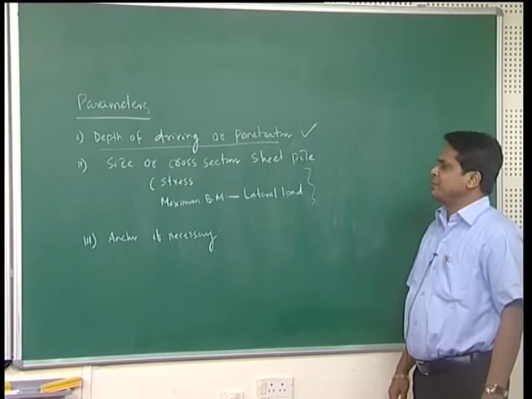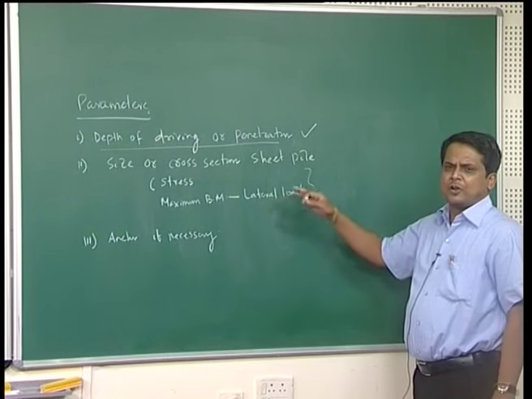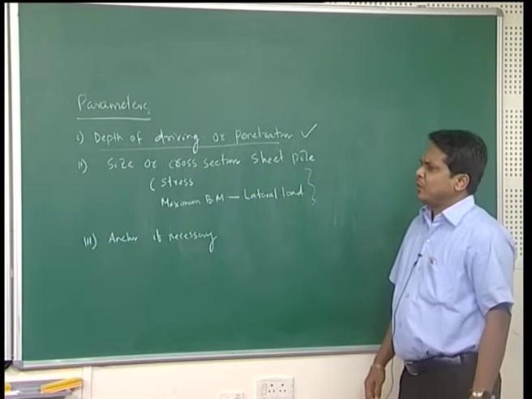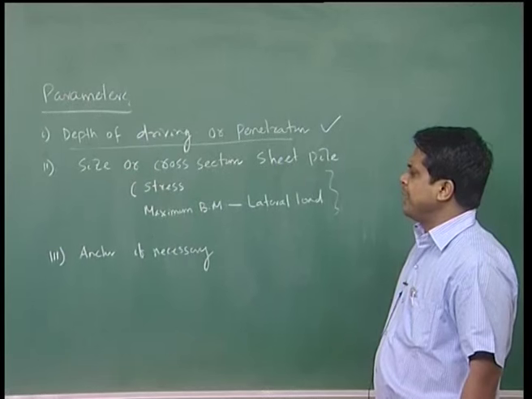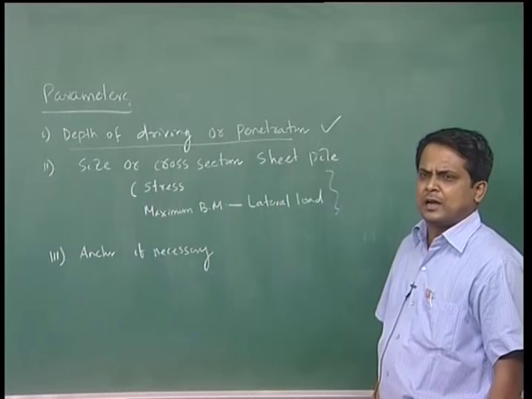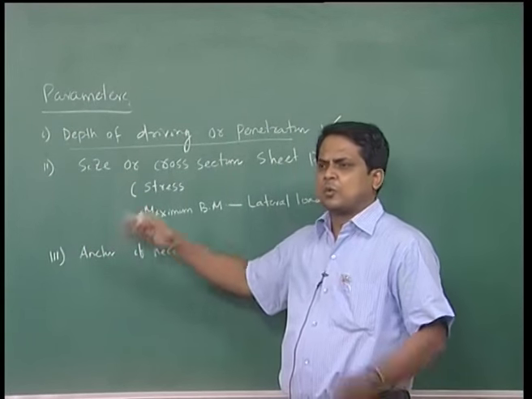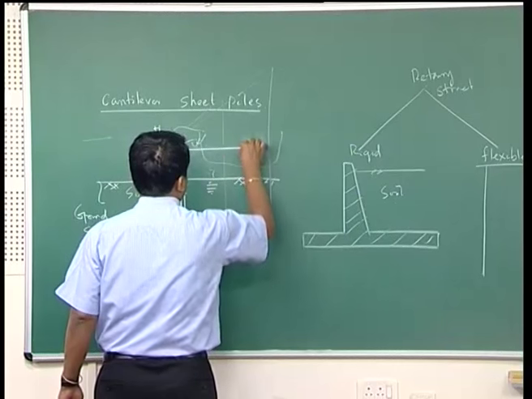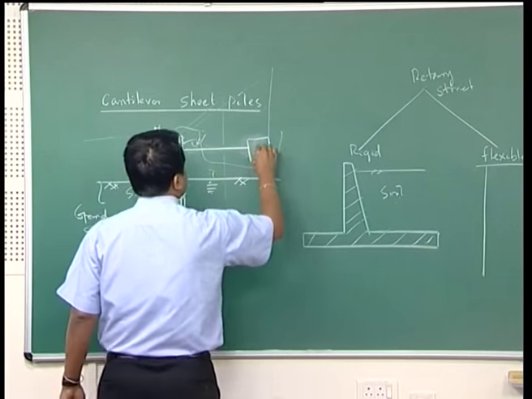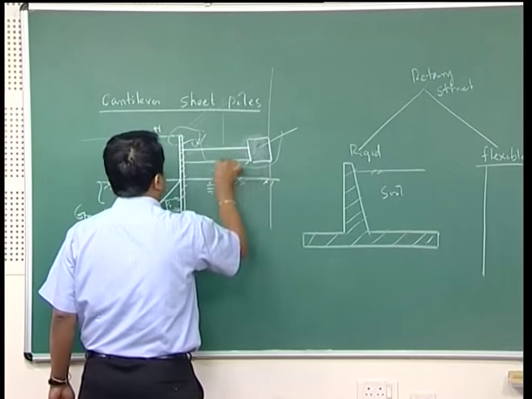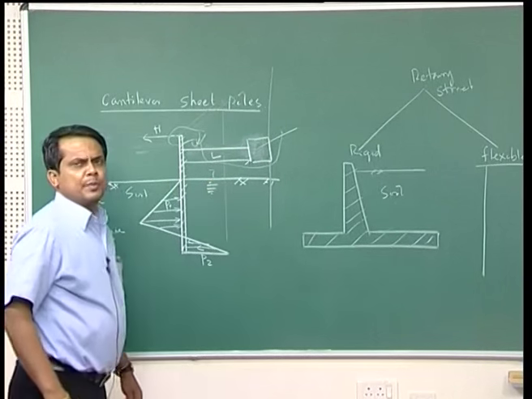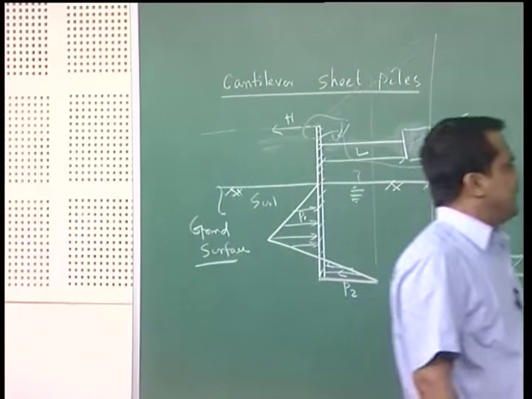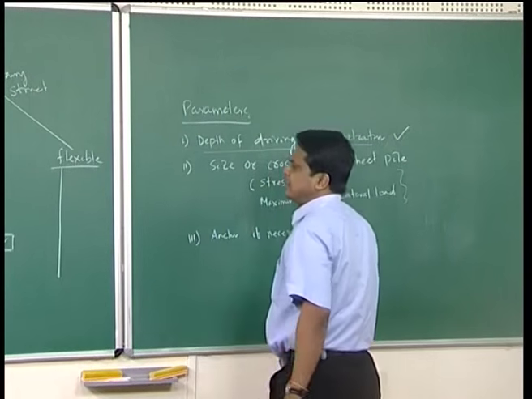If suppose this bending moment is very high, or you are getting a very high value of moment, it will fail by bending. Then what happens? As I said, you will have to provide an anchor. If you want to provide the anchor, what should be its capacity, and at what depth are you going to provide it? Suppose I provide the anchor here. Now what is its anchor capacity? Then up to what length should this anchor be provided, so that it can take your bending moment? So these are the parameters we are going to determine for these cantilever sheet pile walls.